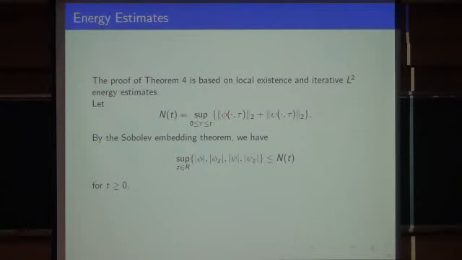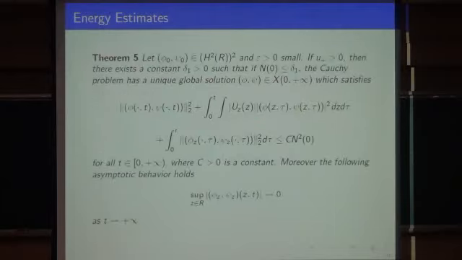This one. If this is small to begin with, then the Cauchy problem has a global solution in the space we just described. And this Cauchy problem solution satisfies the global estimate. This is true for any t.